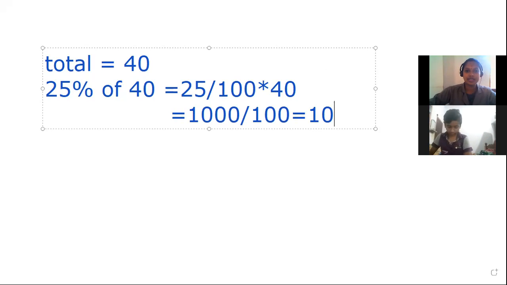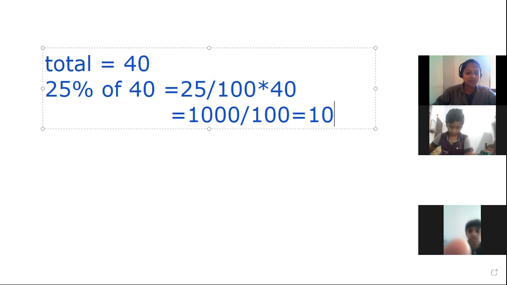Similarly, here are some exercises, the try this box. We have to find some percentage of other numbers.